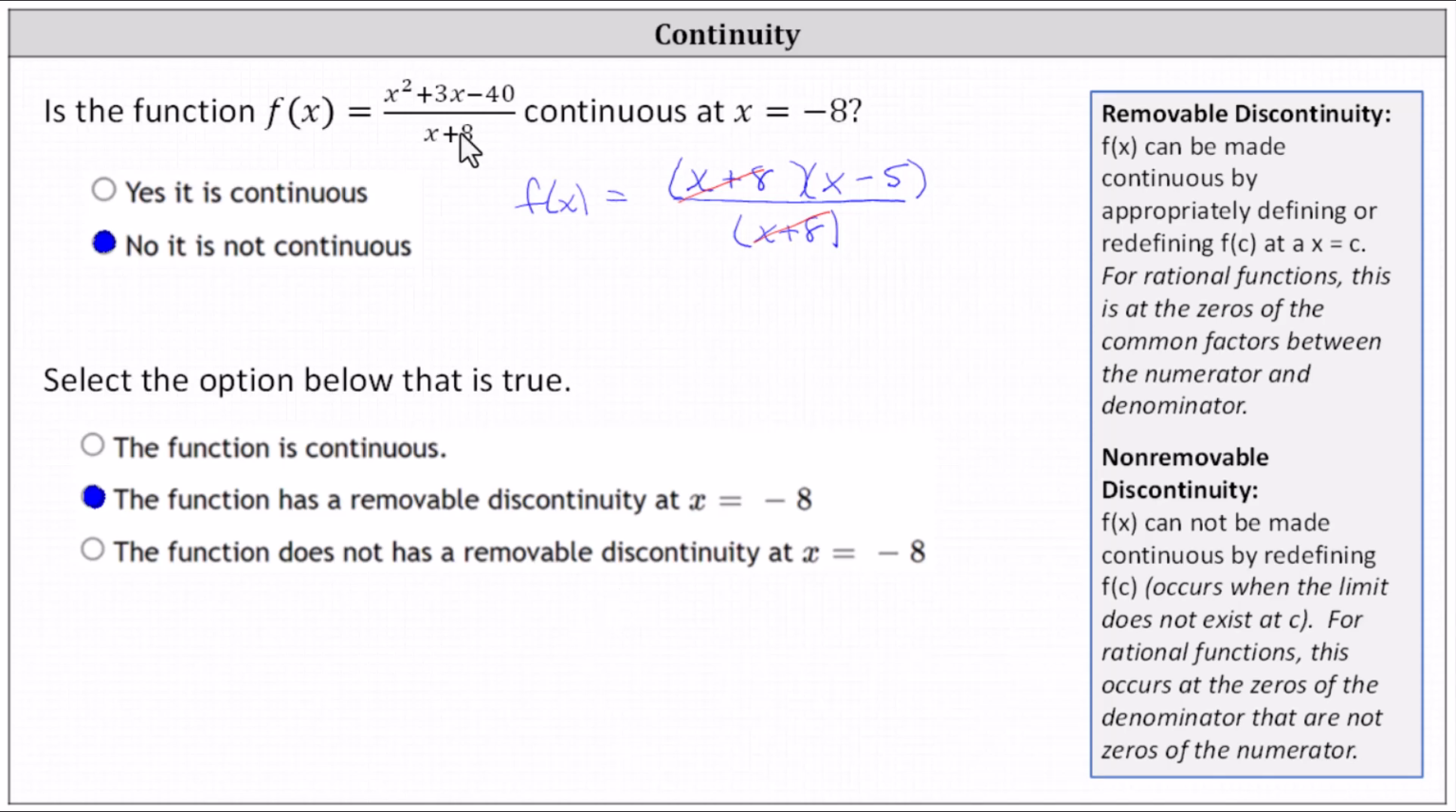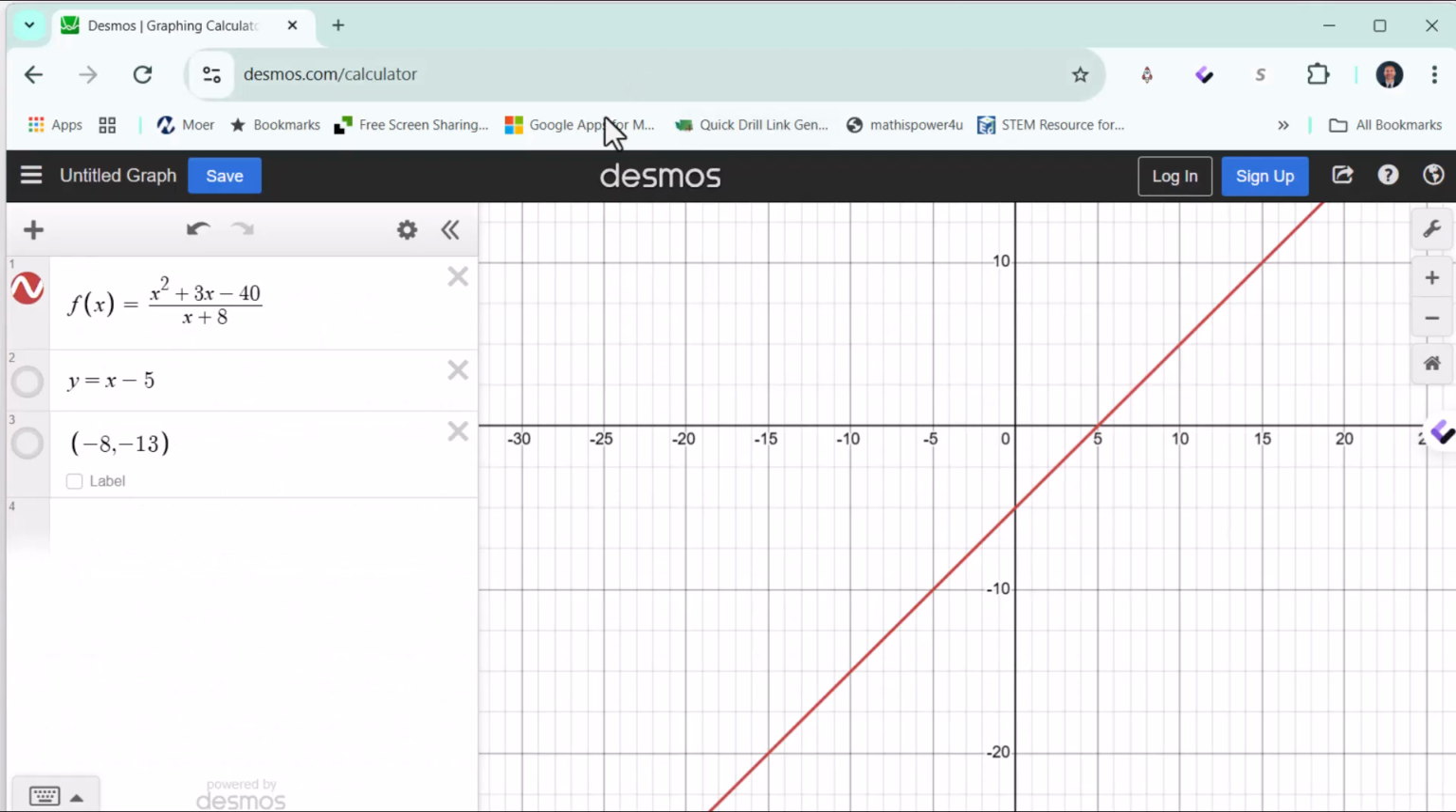One of the issues with using technology to graph functions is most graphing calculators are not going to graph holes in functions. Notice when I graphed the original function f of x in Desmos, it looks like a solid line, but that's not really accurate. We actually have to plot the hole manually by plotting the point negative 8 comma negative 13 as an open point. If you're wondering how I got the negative 13, remember when we simplified the function, we got y equals x minus 5, and notice if we substitute negative 8 for x in the line, we get negative 8 minus 5, which is negative 13.